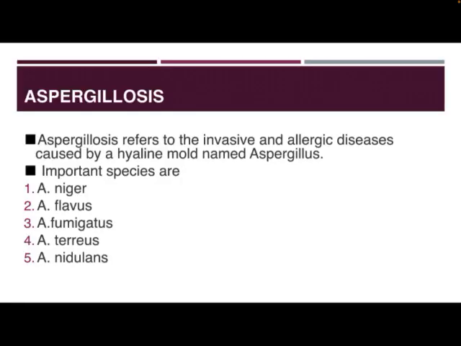Talking about aspergillosis. Aspergillosis refers to invasive and allergic conditions that may be caused by the fungus Aspergillus. And Aspergillus is a common species of fungus seen in our environment. The different species of Aspergillus include Aspergillus niger, flavus, fumigatus, terreus, and nidulans.